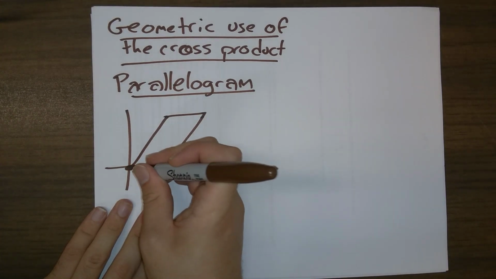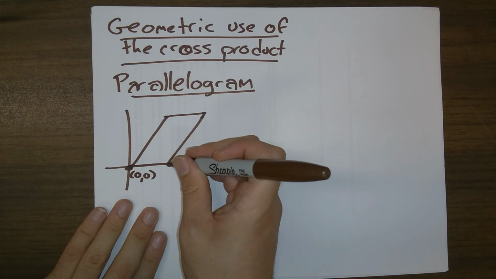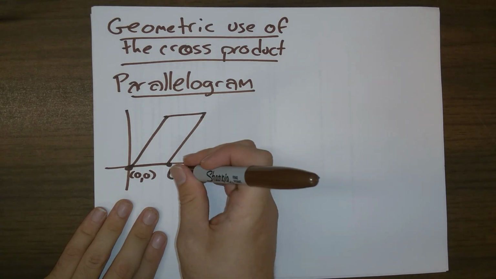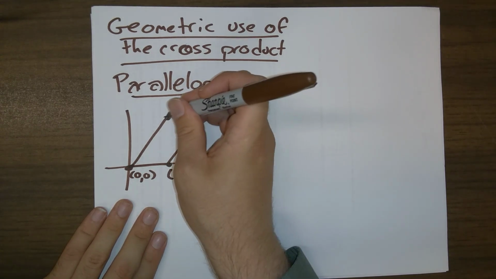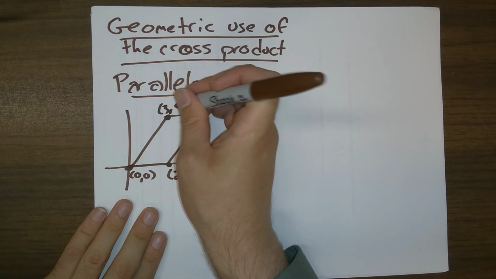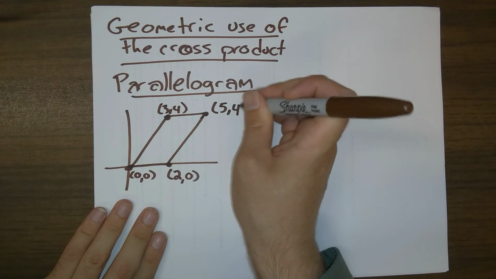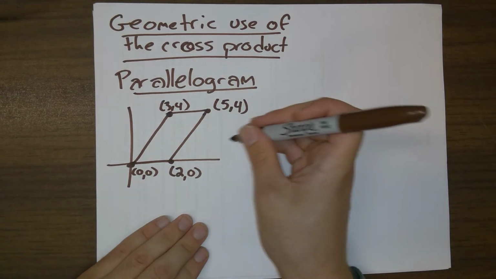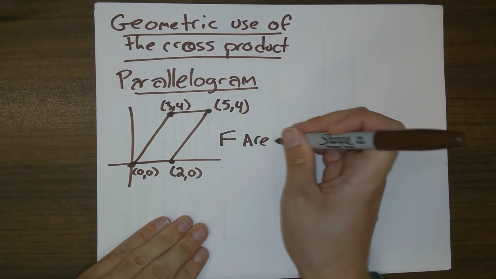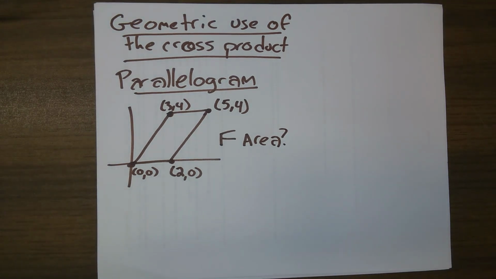So let's say this corner is the origin, 0, 0. Let's say that this corner is 2, 0. And this corner is 3, 4. And so then this corner must be 5, 4. So I can ask you, what is the area of this parallelogram?